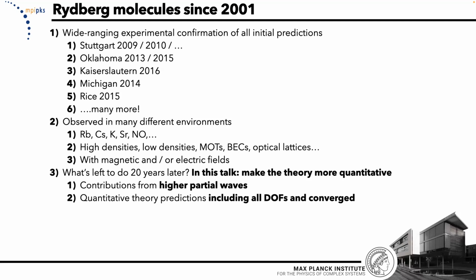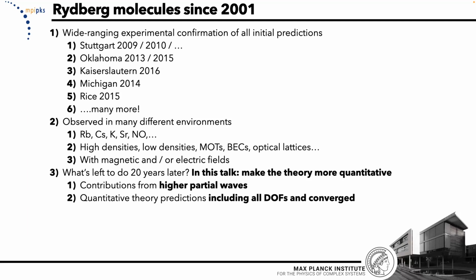And this is really the work done in Dresden. And then that'll take us to the really quantitative theory predictions, including all possible degrees of freedom: spin degrees of freedom, different fine structure, hyperfine, et cetera. And importantly, theory calculations which are converged. We'll come back to that in a bit.